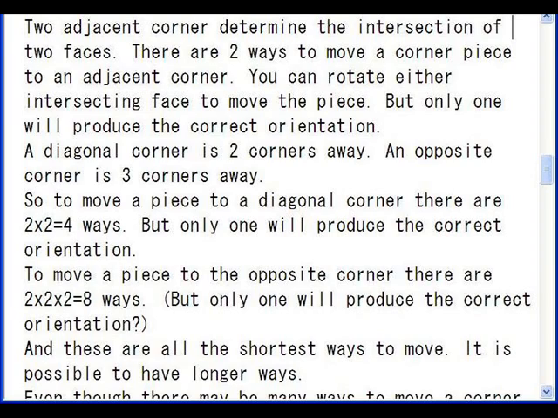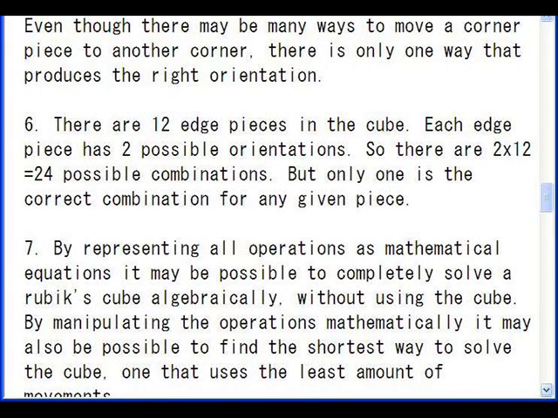A diagonal corner is 2 corners away. An opposite corner is 3 corners away. So to move a piece to a diagonal corner, there are 2 times 2 or 4 ways, but only one will produce the correct orientation. To move a piece to the opposite corner, there are 2 times 2 times 2 or 8 ways. And these are all the shortest ways to move. It's possible to move longer ways. Even though there may be many ways to move a corner piece to another corner, there is only one way that produces the right orientation.